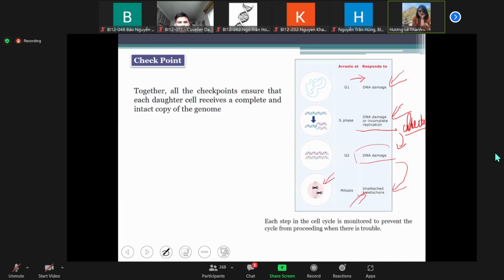So if there are any problems, do we have the identical genetic materials in the daughter cell compared to the parent cell? That is all the checkpoints. So you see that the purpose of all the checkpoints is to be sure that the DNA or genetic materials have been copied in the right order. Okay, so that's it, the checkpoint.